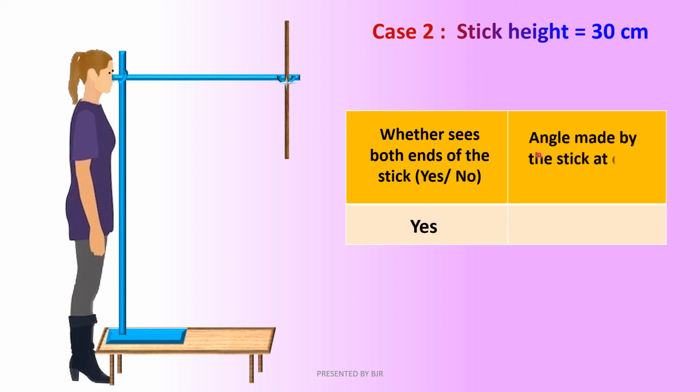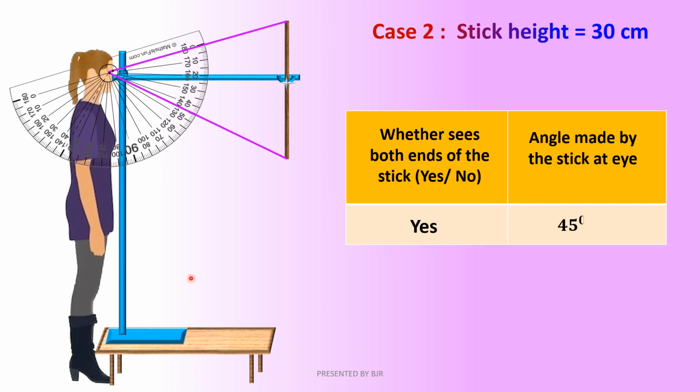And the angle made by the stick at the eye, that we are going to measure now. To measure it, we have to draw two line segments, one here and the other here, isn't it? Let us draw it. This is the first line segment I am drawing. Here is the second line segment. These two line segments are making some angle at our eye, and we have to measure this angle by using a protractor. See, here I am measuring it. It is 45 degrees. Here it is recorded. So in this case, the angle made by the stick at her eye is 45 degrees.